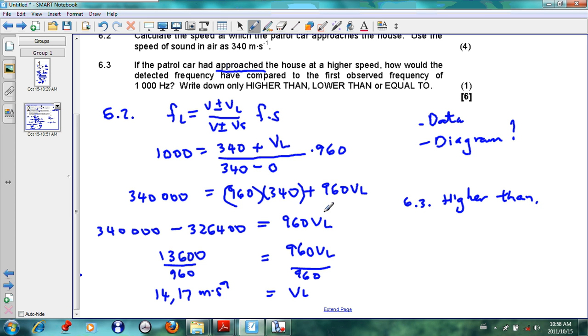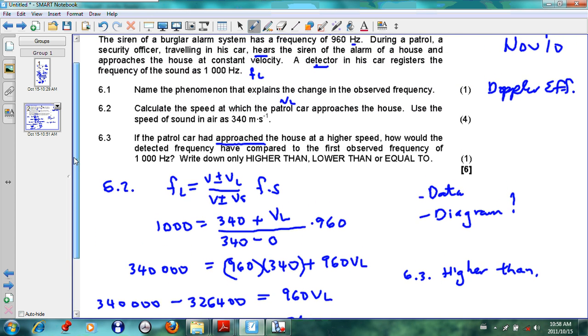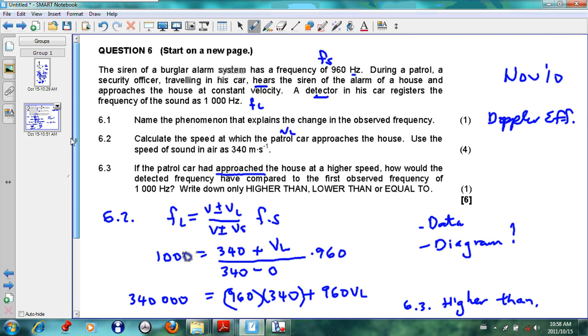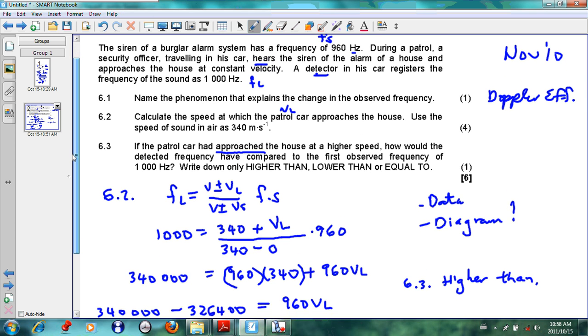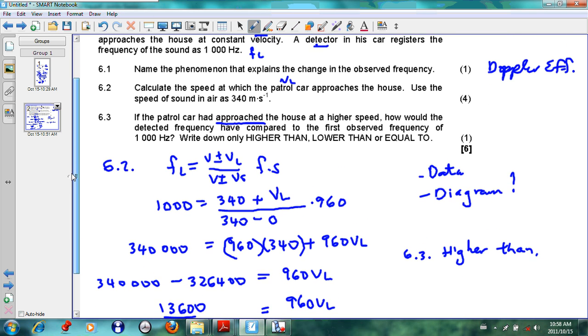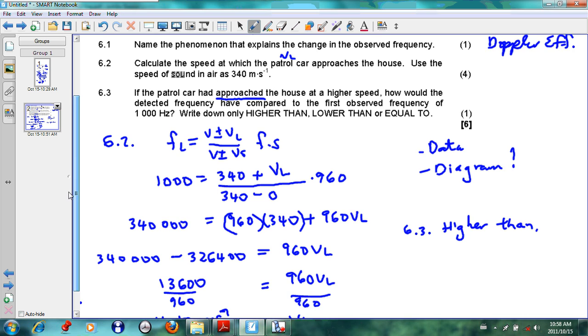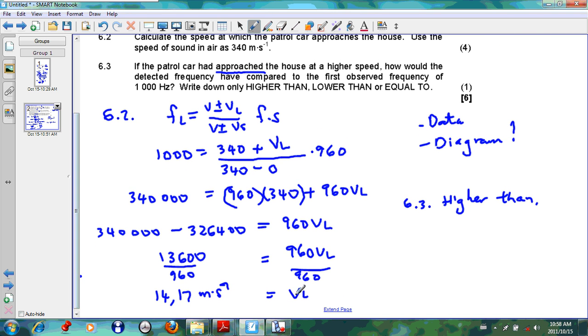So this is a typical question that you could get in an exam, and I hope you've paid careful attention and worked with your pens and pencils. And this is an easy way in which you can answer questions related to the Doppler effect.